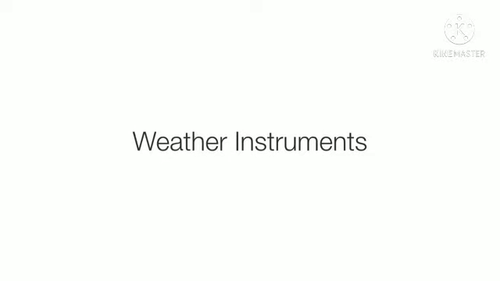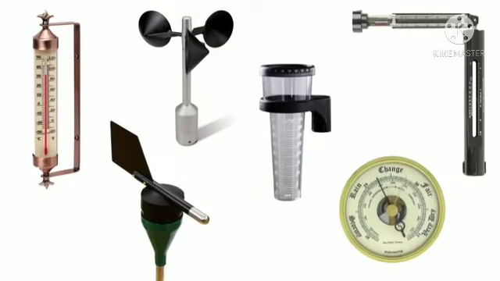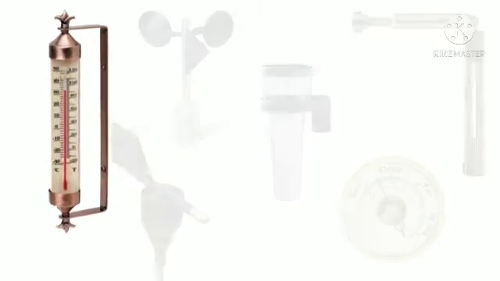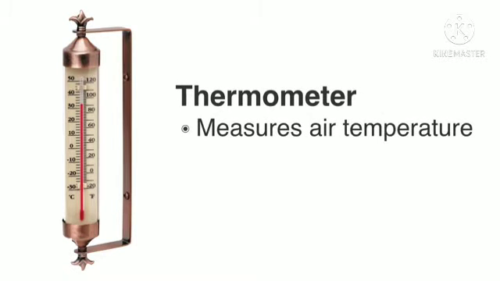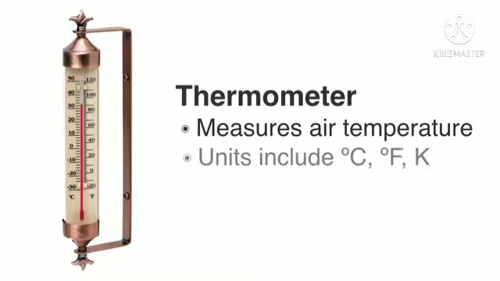Weather instruments. Today we're going to take a look at 6 common weather instruments that are used to record meteorological data. Let's get started. Our first instrument is the thermometer. Now, of course, the thermometer measures the air temperature, and it uses units such as degrees Celsius, degrees Fahrenheit, or Kelvin. Thermometers work on a very basic principle that liquids expand in higher temperatures.